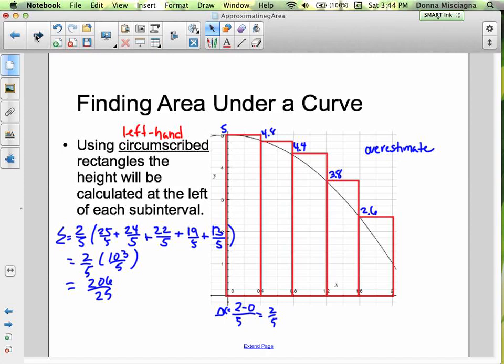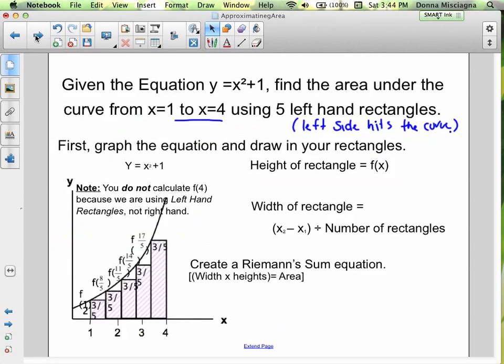And we're waiting for the page to turn. All right, so here we have one more. Actually, I'm going to do two more, but my last one's going to be done a couple different ways. Given the equation y equals x squared plus 1, find the area under the curve from x equals 1 to x equals 4 using 5 left-hand rectangles. So it's the left-hand side that's going to hit the curve.